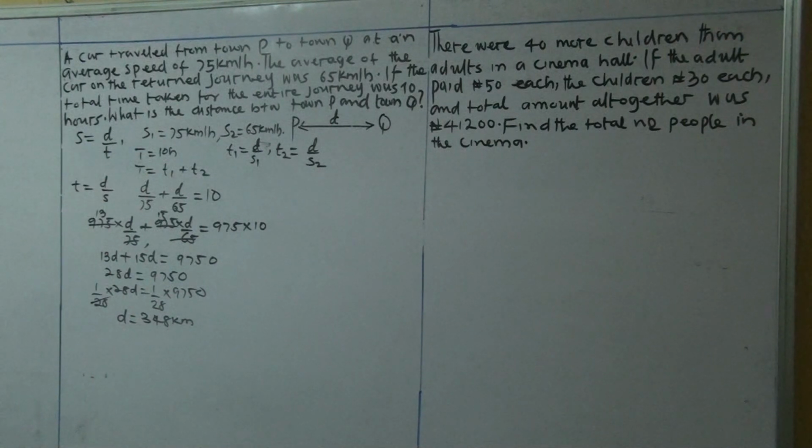It said there were 40 more children than adults in a cinema hall. If the adult paid 50 naira each, the children 30 naira each, the total amount altogether was 41,200. Find the total number of people in the cinema.